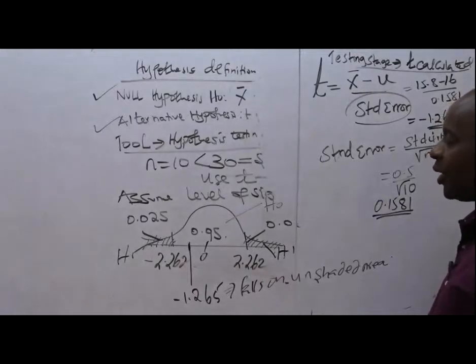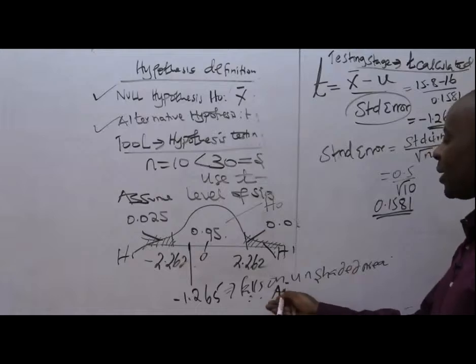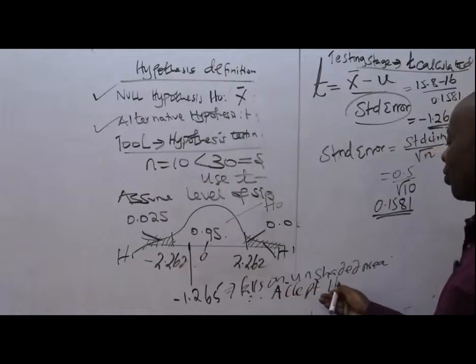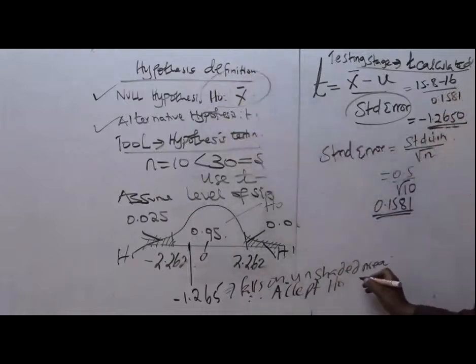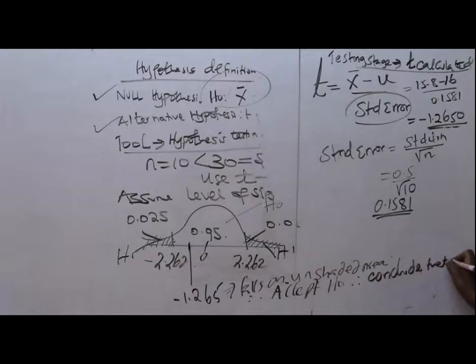Right? So in this particular case, you've told me that it falls on the unshaded area, and therefore, if it's unshaded area, accept H0, and conclude that X bar equals mu.